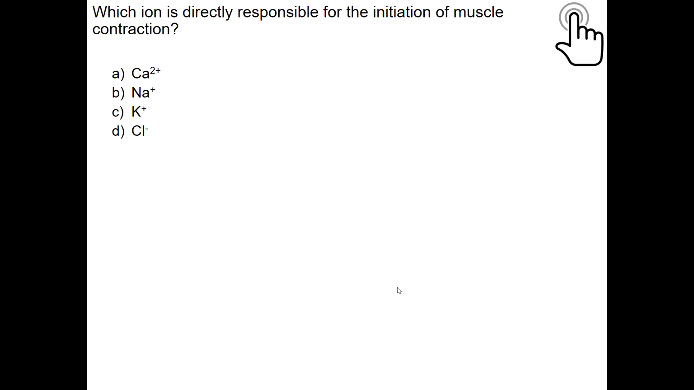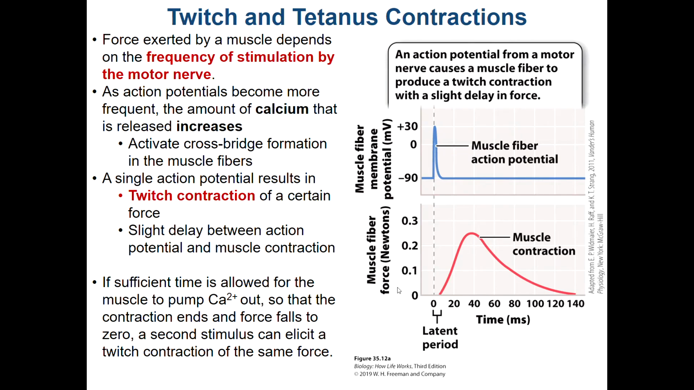All right, so let's talk about muscle contraction from an action potential standpoint. The force exerted by a muscle depends on the frequency of stimulation by the motor nerve. As action potentials become more frequent, the amount of calcium that is released increases. This activates our cross-bridge formation in the muscle fibers. The more calcium that's released, the more active cross-bridge formation that occurs.